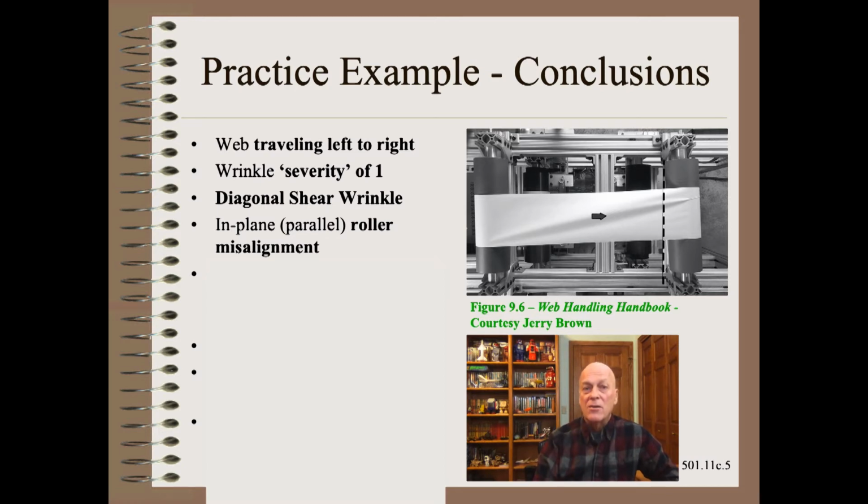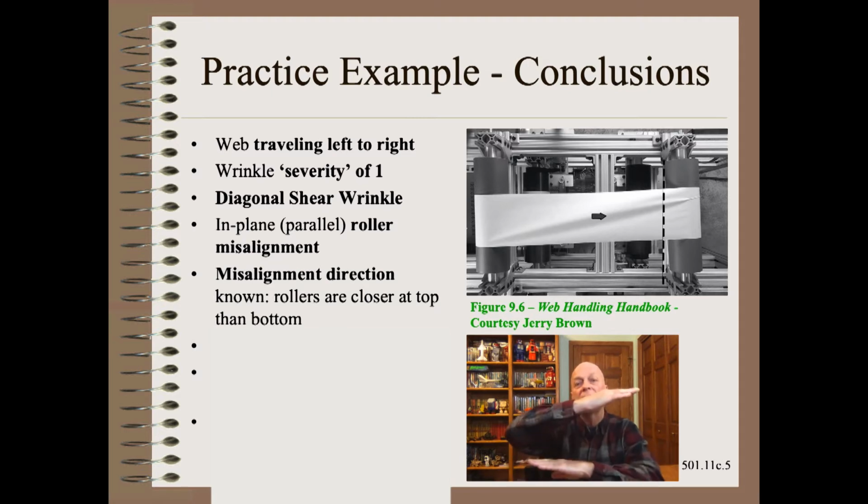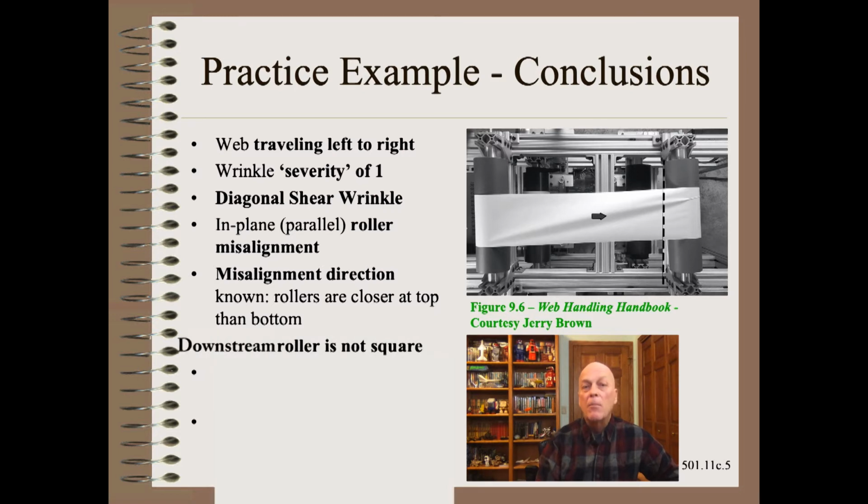Web handlers also know by the web path and wrinkle orientation that the rollers are closer at the top than at the bottom. If you don't know this essential skill to read roller misalignment by eye, you should really think about going to school. The downstream roller, rather than the top, is not square.